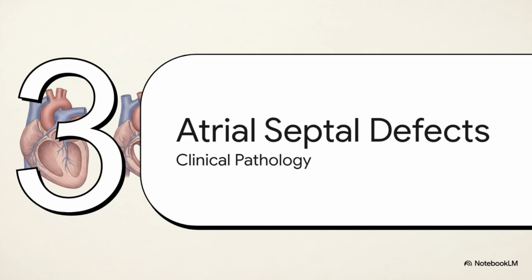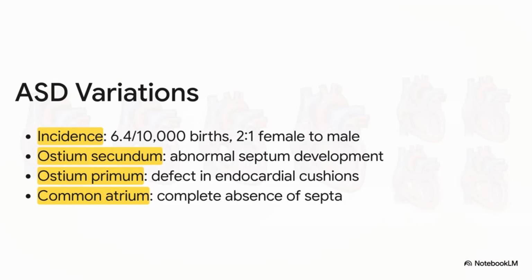Section 6. Atrial septal defects, pathology. Let's focus our clinical lens specifically on atrial septal defects, or ASDs. We're going to apply all the anatomical knowledge we just learned directly to clinical diagnosis. ASDs are pretty common congenital anomalies, showing up with an incidence of about 6.4 per 10,000 births. Interestingly enough, they have a 2-to-1 prevalence in female to male infants.